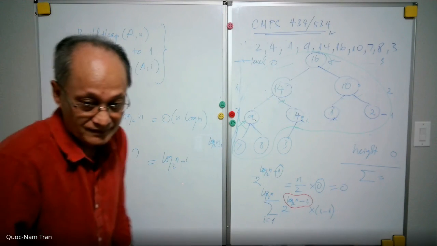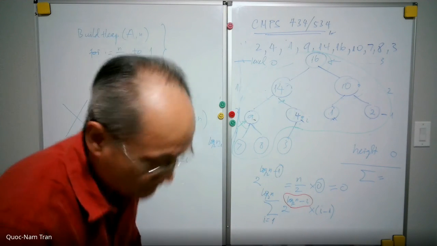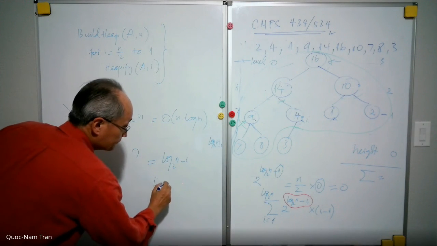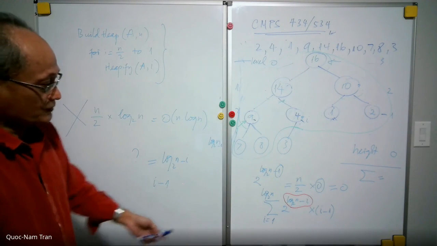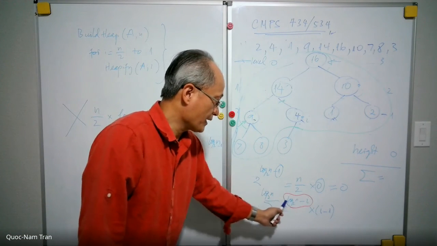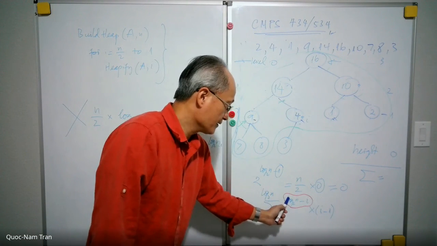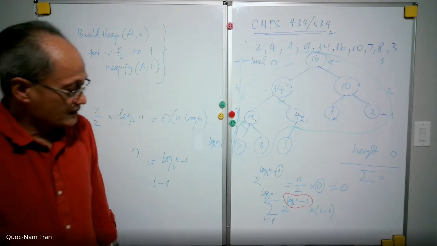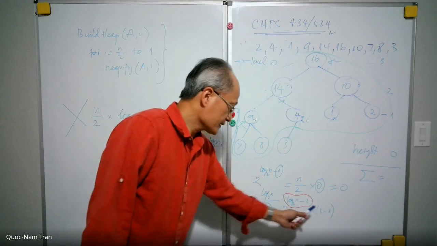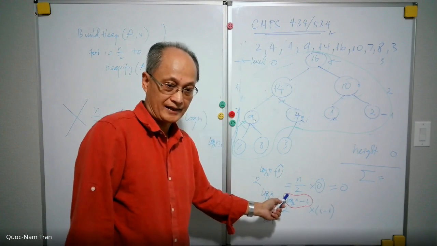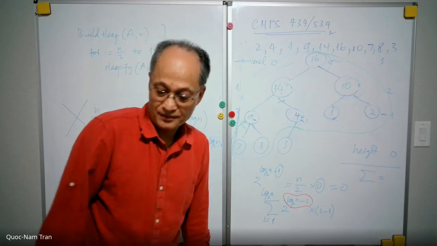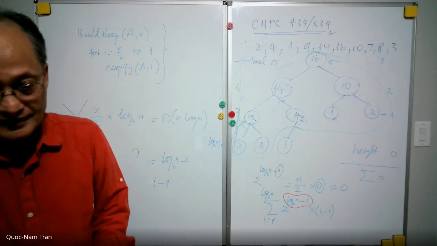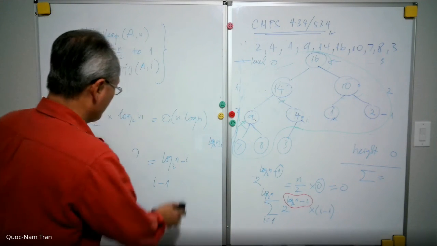Very good. So you can replace this one by i minus 1, right? So the sum will be something like this: sigma of i times 2 power to the i, right? So the formulas we learned before don't have that kind of formula.